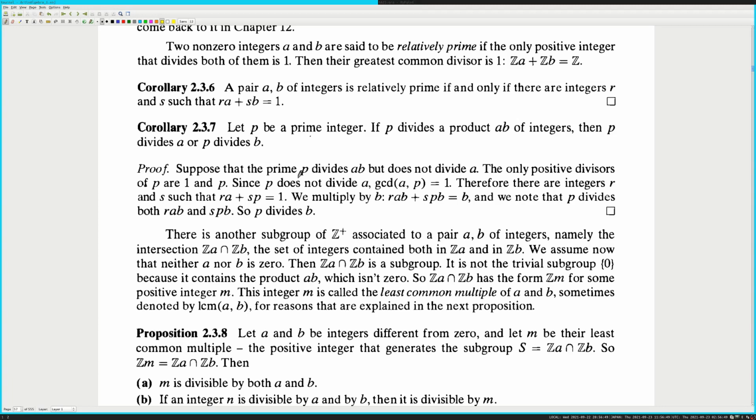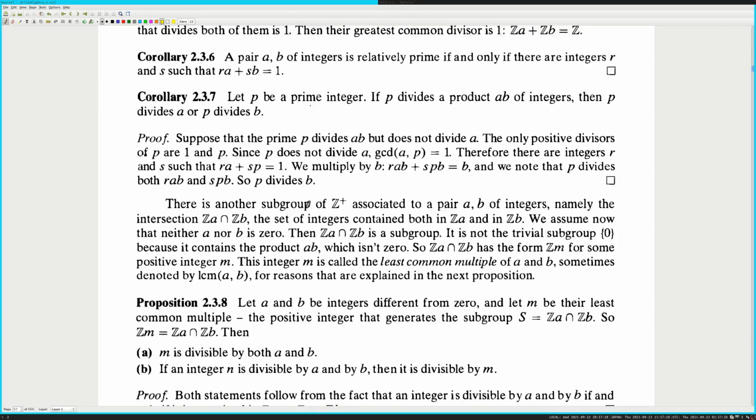Okay, there's another subgroup, which is the intersection. This is going to be the LCM. There's another subgroup of Z plus associated to a pair a, b of integers, namely the intersection. We assume now that neither a nor b is zero. Then Za intersect Zb is a subgroup. It is not the trivial subgroup because it contains their product, which is not zero. So it's Zm for some positive integer m, which is the least common multiple, sometimes denoted LCM.